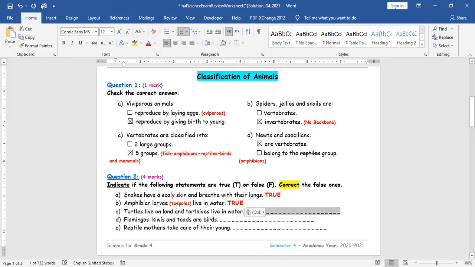Turtles live on land and tortoises live in water. This is a wrong statement. Since turtles live in water and tortoises live on land. So this is a false statement and I've corrected it.